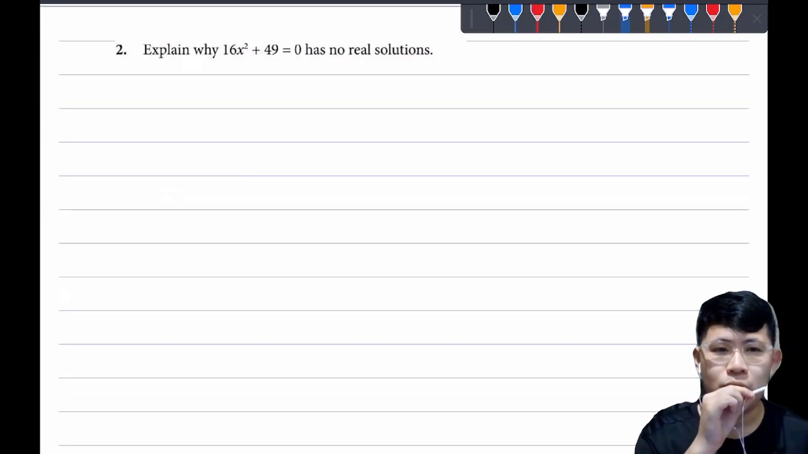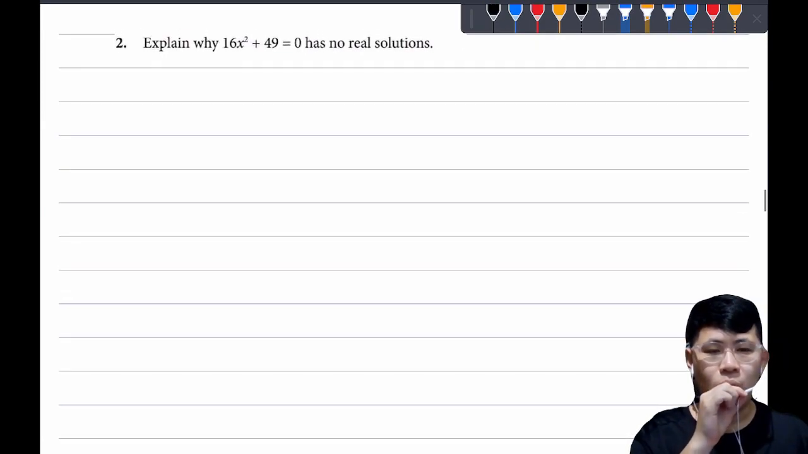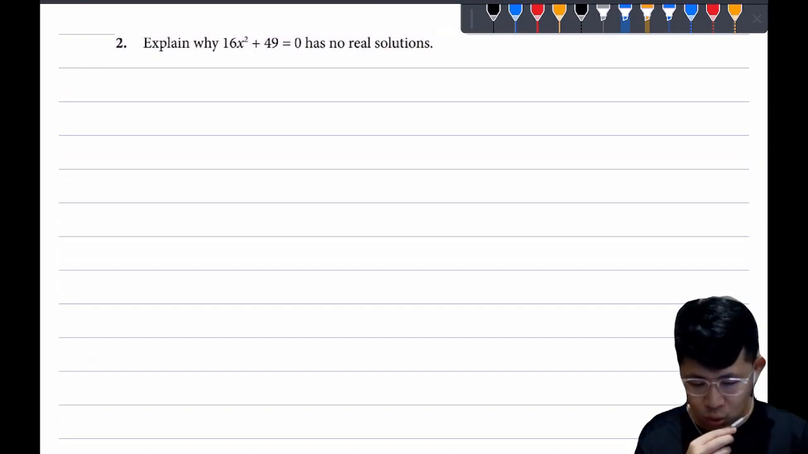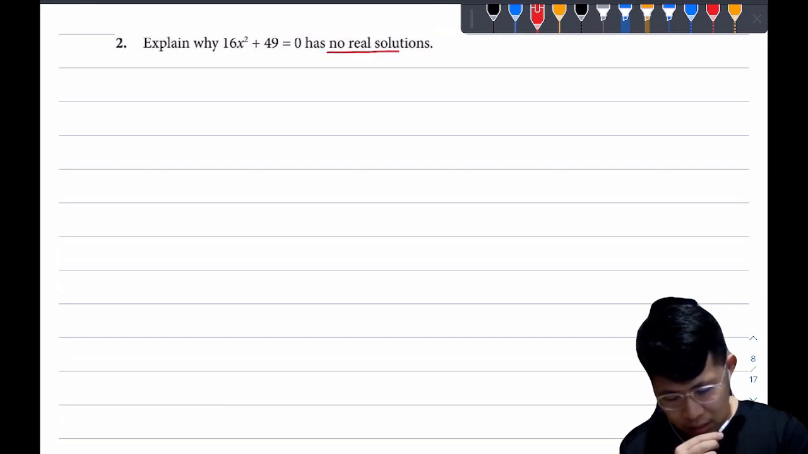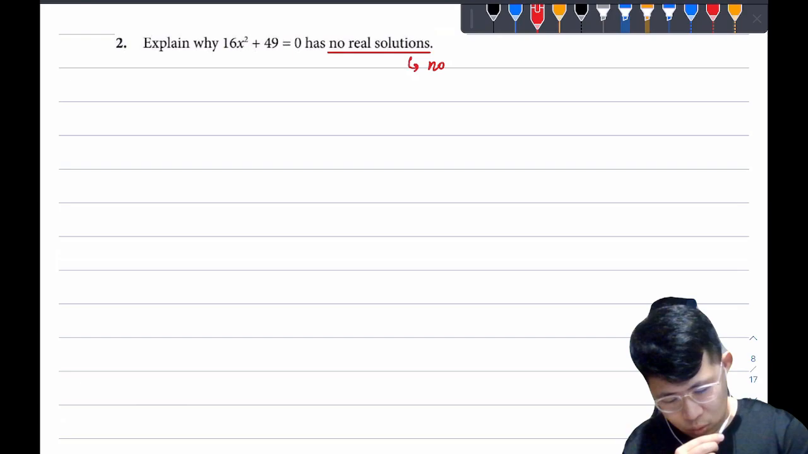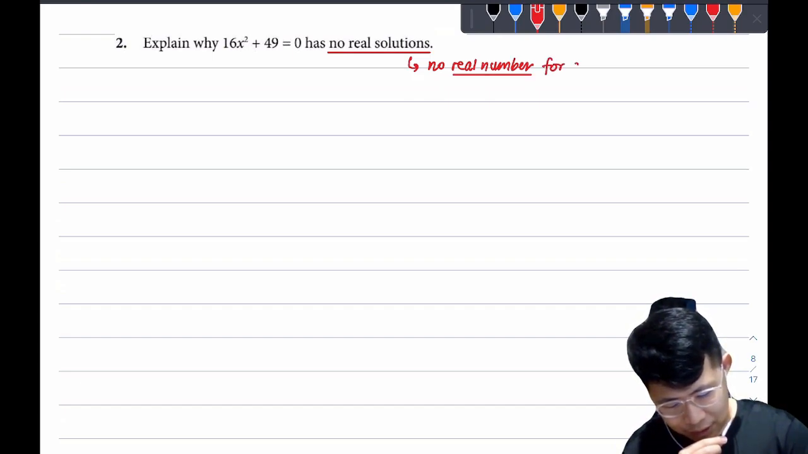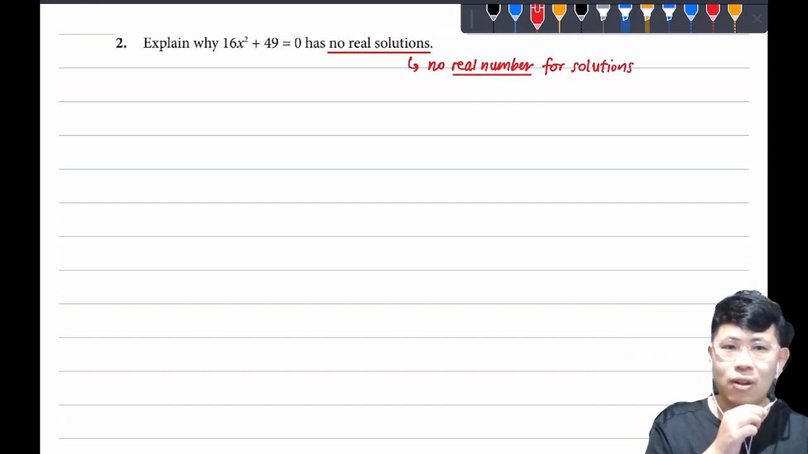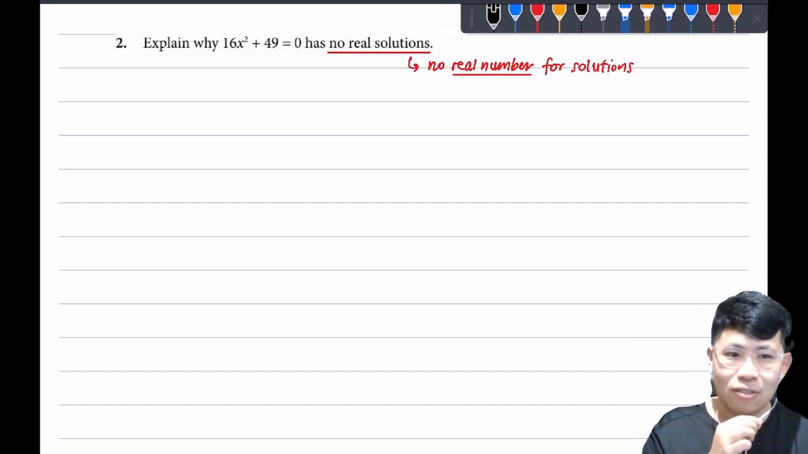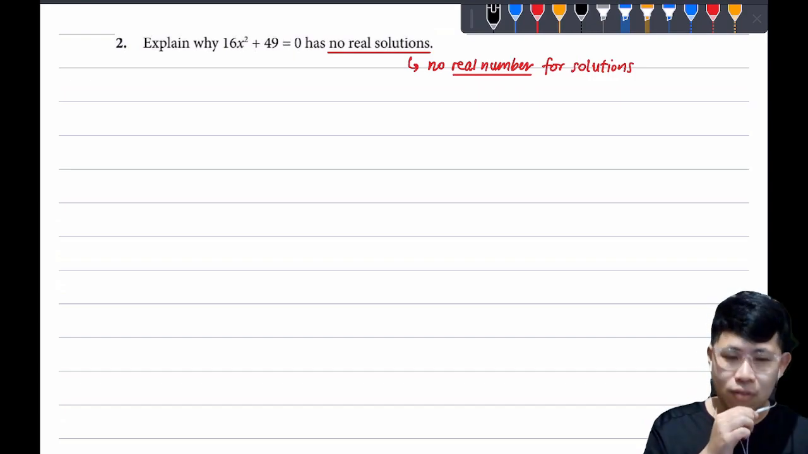Okay, so question 2. Now explain why 16x squared plus 49 equals 0 has no real solution. So this phrase, no real solution, means there are no real numbers for solutions. They just skip the word real number, right? So there is no real number for its solutions. Now, why is this so? Why can we not find a real number solution for this equation?